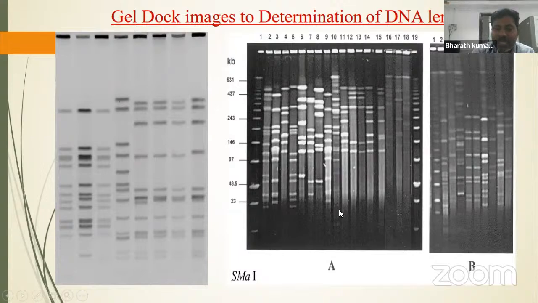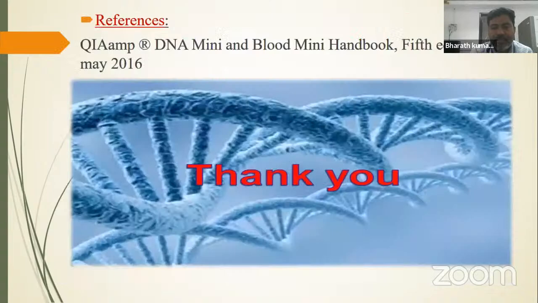Here, the faster the run, the lower the length. The slower the run, the higher the length of the DNA. So this is a very simple method to identify the length of our extracted DNA. Okay, this is in brief about the extraction and quality and quantity of DNA. Thank you very much.